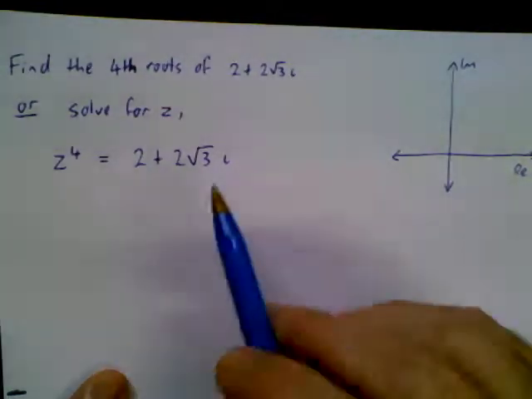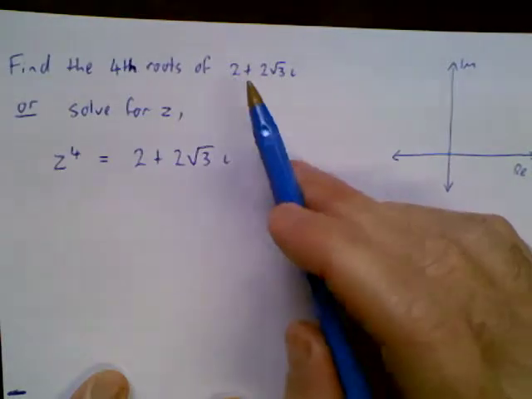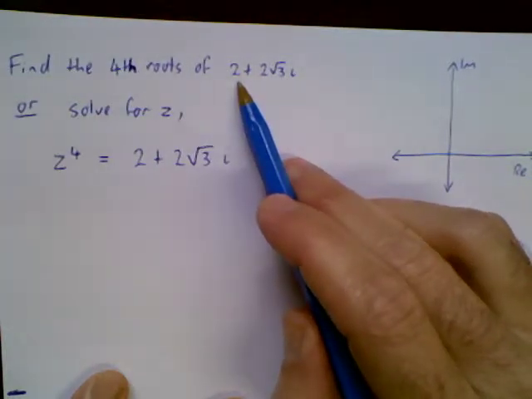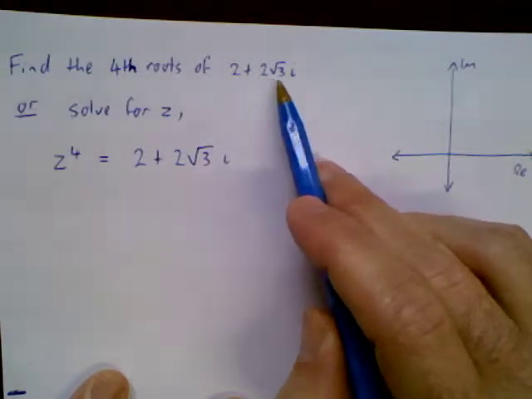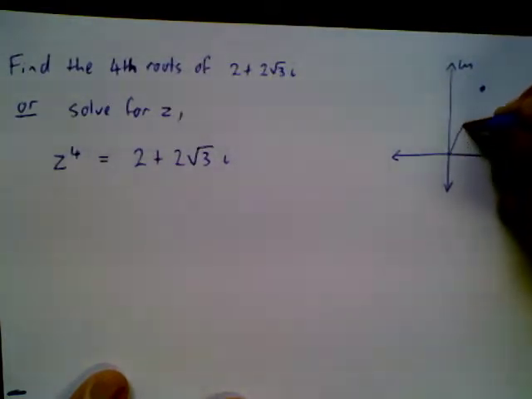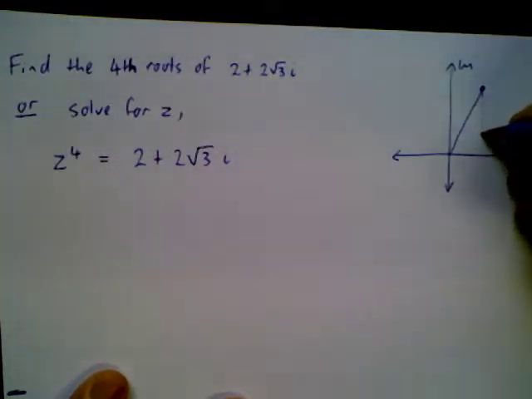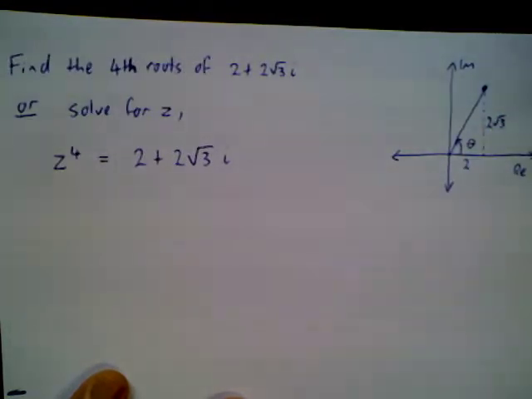First thing we're going to do is locate this complex number on our Argand diagram. You notice that the real part is 2 and the imaginary part is 2 root 3, and the imaginary part has got a greater magnitude, so the complex number is going to be up there somewhere. Locating that, we have our real part of 2 and our imaginary part of 2 root 3. We've got some angle theta here as well.